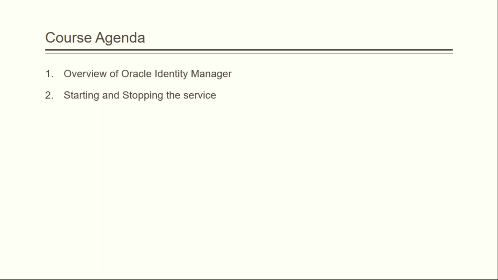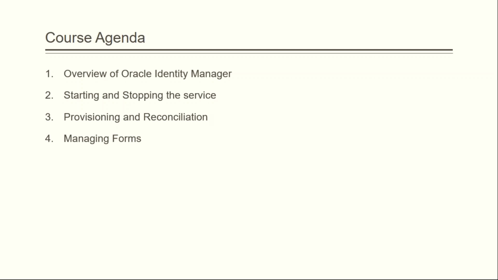Then we are going to learn about starting and stopping the complete OIM service. Before that, I just missed one thing. I am also going to install and configure Oracle Identity Manager along with BI Publisher. Then we will look into the provisioning and reconciliation methodologies which are there in Oracle Identity Manager.